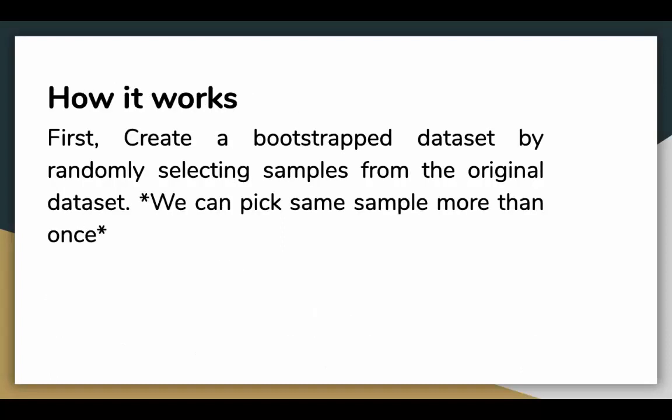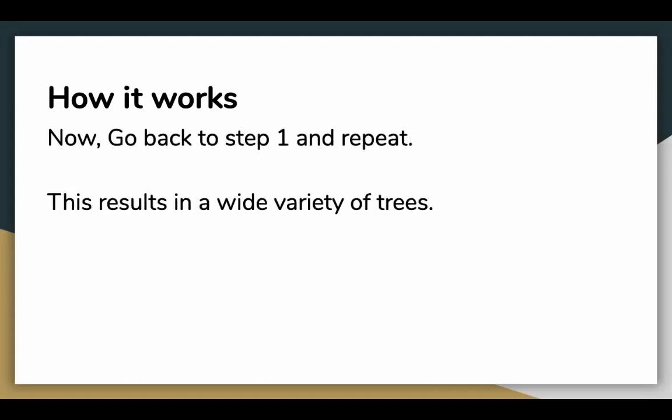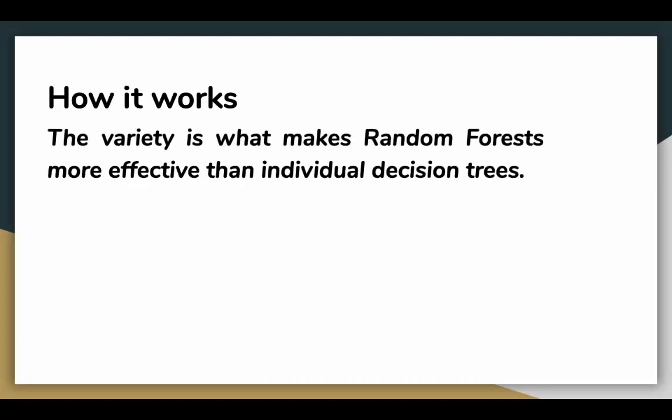Now let's see how the random forest algorithm works. First, create a bootstrapped dataset by randomly selecting samples from the original dataset. We can pick the same sample more than once. Then create a decision tree using the bootstrapped dataset, but only use a random subset of columns in each step. Now go back to step 1 and repeat. Make a new bootstrapped dataset and build a tree considering a subset of variables at each step. This results in a wide variety of trees. Now, the variety is what makes random forests more effective than individual decision trees.